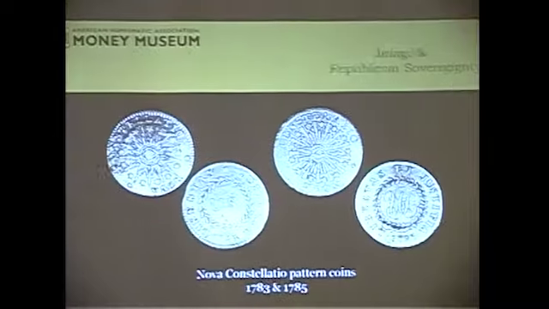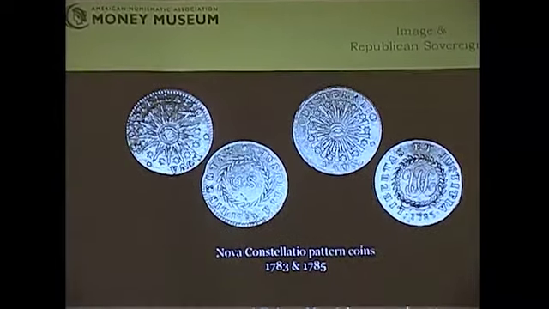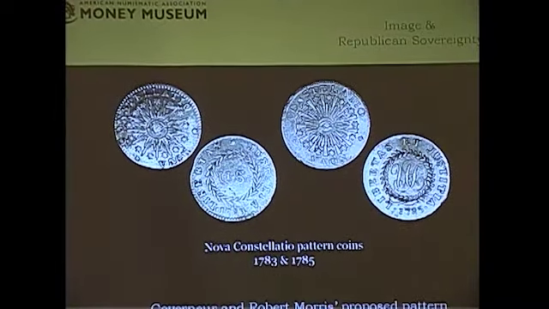Governor Morris came up with the Nova Constellatio pattern coins. Now, in this proposal, Morris revealed that his primary interest in creating a mint was commercial, understandable since he was a merchant and a prime mover in establishing the finances of the new republic on a sound footing by establishing the Bank of North America. So this is a major financier.